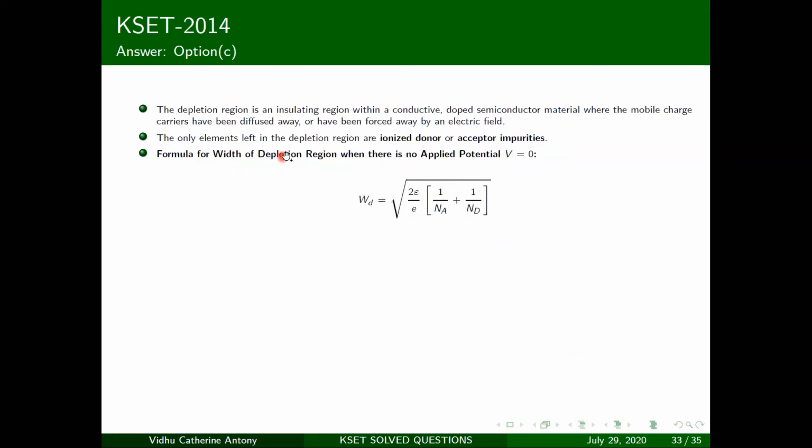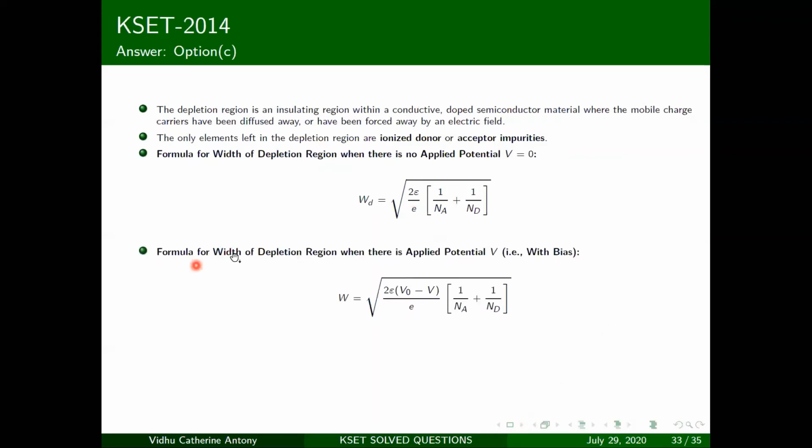For the formula, the width of depletion when there is no applied potential, so your V here is 0, W_D is equal to the root of 2 epsilon divided by e, into 1 divided by N_a plus 1 divided by N_d, which are your acceptor and donor concentrations. Let's move on to this one. The formula for the width of your depletion region when there is an applied voltage V with bias: you have V naught minus V coming up here. So that's when you have to be careful.